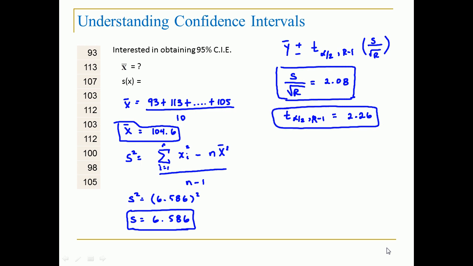The way we're going to express the confidence interval in this class is the following. You put the sample mean plus or minus the value of the half width, which in this case is 2.26 times 2.08. So this means that this is 104.6 plus or minus, I don't have that number.